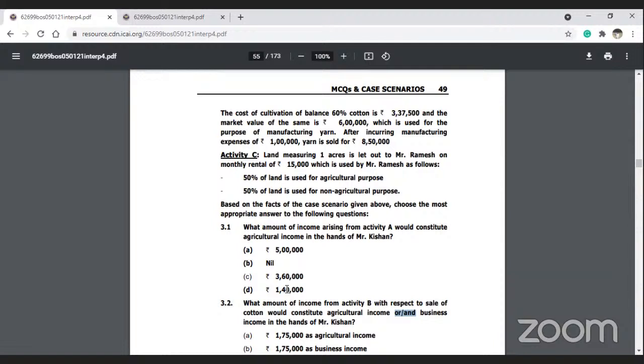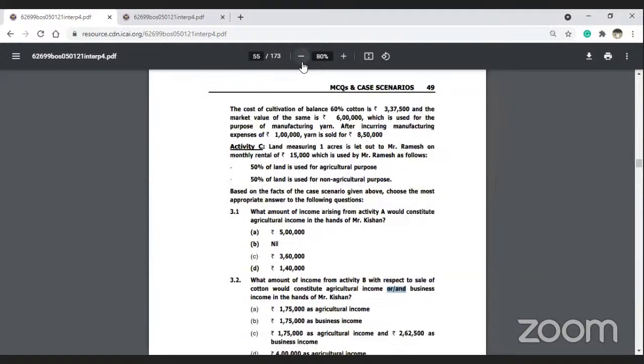Vidya, show both these pages. Just the full activity. Yeah, you can zoom out.